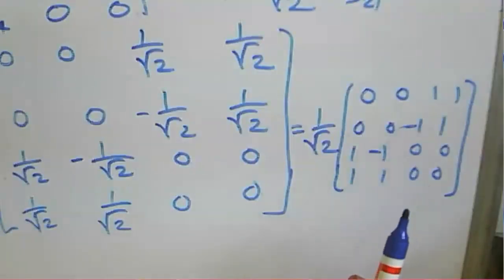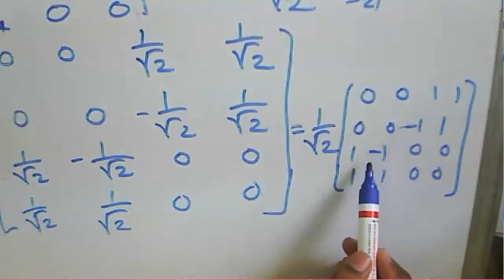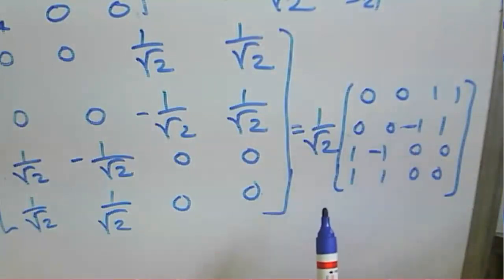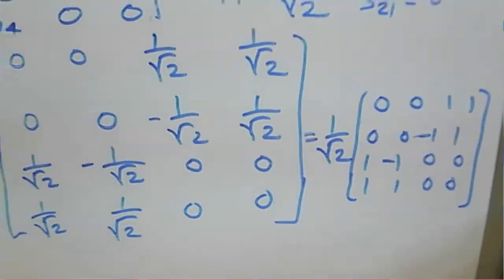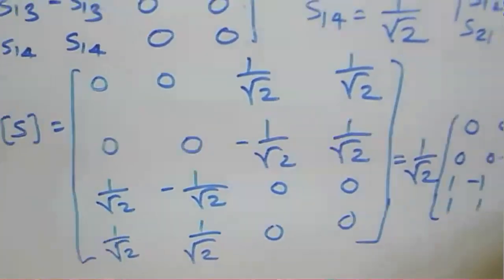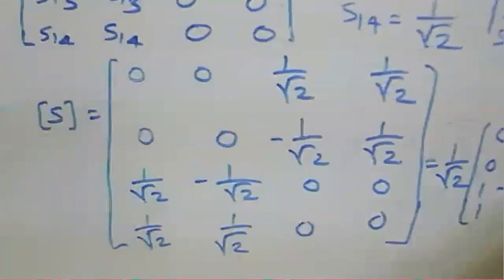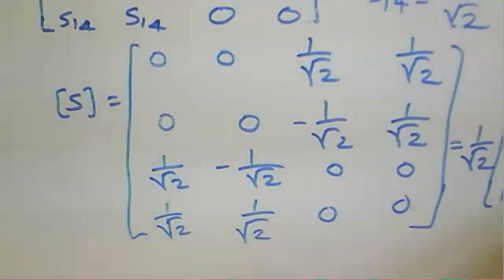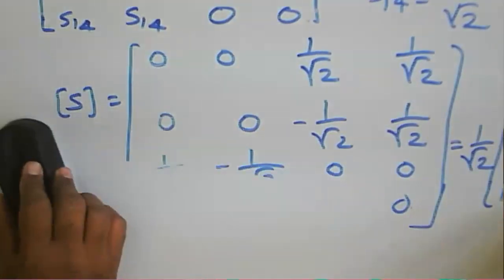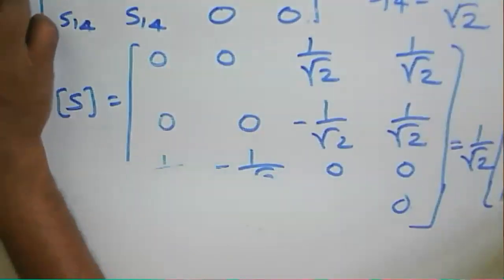Now this one is a minus, this one is a minus. Only these two terms are a minus here. And this one is the S matrix for the magic T. We are getting all the terms as 1, 1 here, and we take a common 1 by root 2. That's all about your S matrix for the magic T. Now we talk about what are the applications of a magic T.